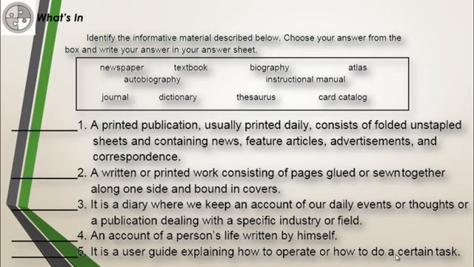1. A printed publication, usually printed daily, consists of folded unstapled sheets and containing news, feature articles, advertisements, and correspondence. 2. A written or printed work consisting of pages glued or sewn together along one side and bound in covers. 3. It is a diary where we keep an account of our daily events or thoughts, or a publication dealing with a specific industry or field. 4. An account of a person's life written by himself. 5. It is a user guide explaining how to operate or how to do a certain task.